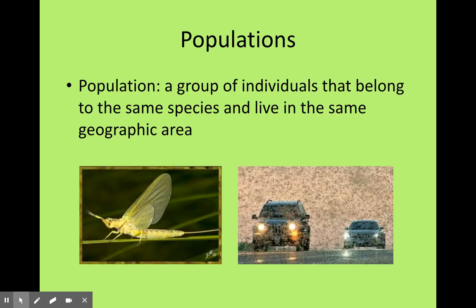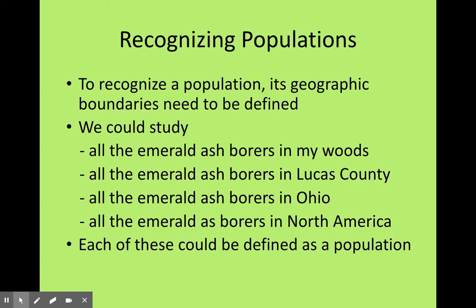So, the first thing that we need to do is define population. A population is a group of individuals that belong to the same species and live in the same geographic area. Now, in order for us to recognize a population, we have to define that geographic boundary. So, regardless of what population we're studying, we have to specify where we're looking at this population.